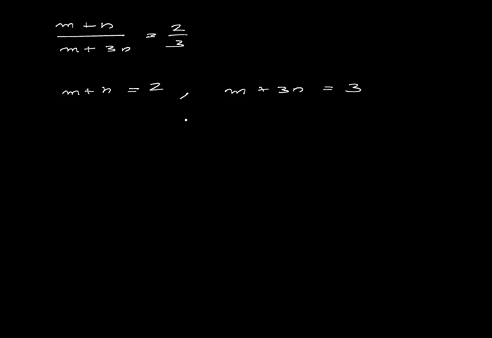Let us substitute the value of m here. We found that m is equal to 3n. Substitute that value here. That is 3n plus n is equal to 2. That is 4n is equal to 2 and n is equal to 2 by 4, that is equal to 1 by 2.